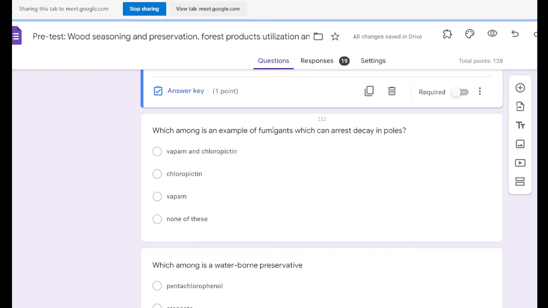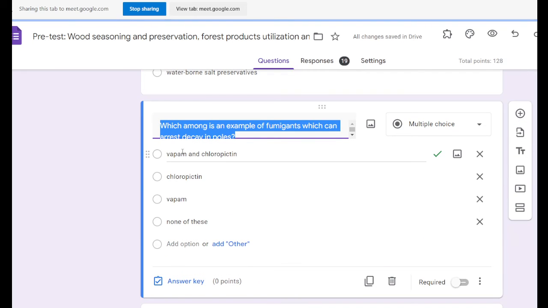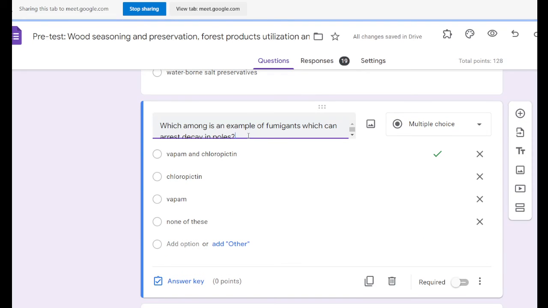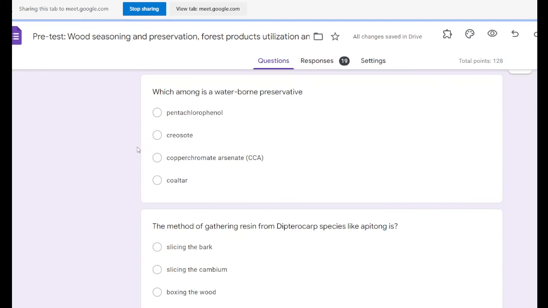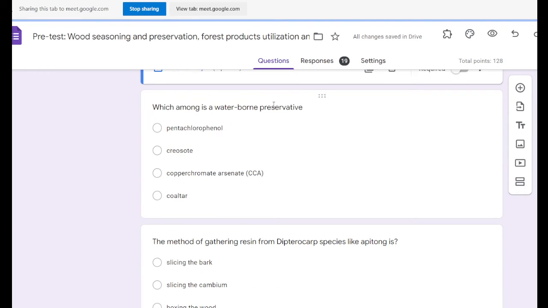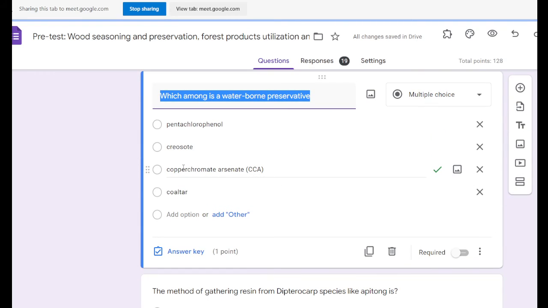Next, which among is an example of fumigants which can arrest decay in poles? Vapam and chloropicrin, vapam, none of this. Both vapam and chloropicrin are examples of fumigants which can arrest decay in poles. So this is on wood preservation. Which among is a waterborne preservative? So CCA is a waterborne preservative, copper chromate arsenate. But actually right now I think this one is restricted because of a very toxic chemical.